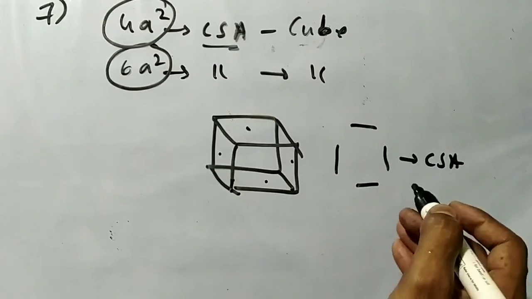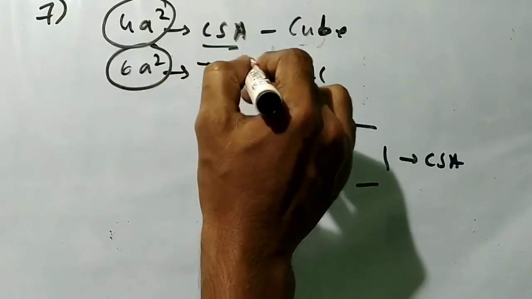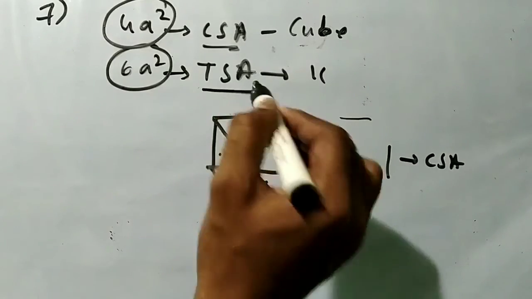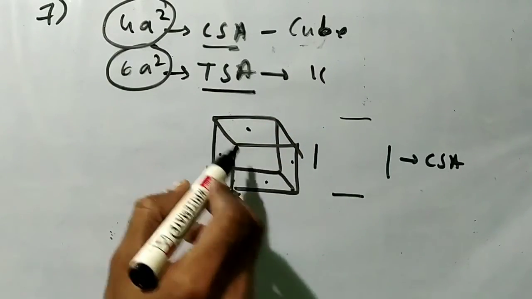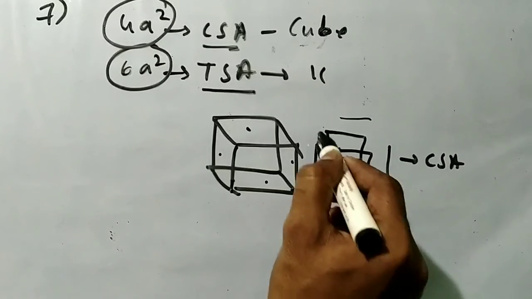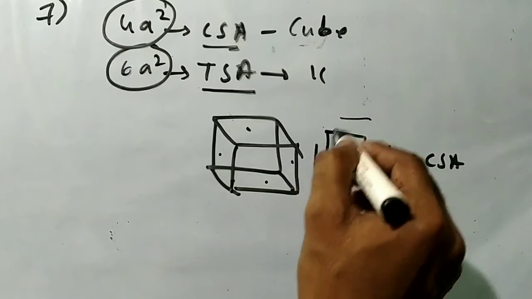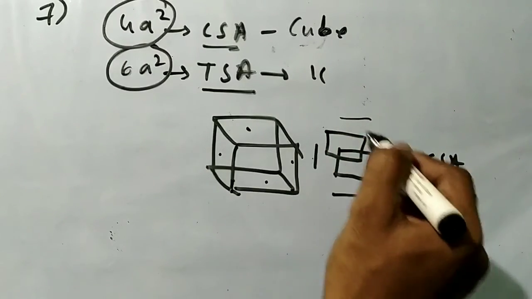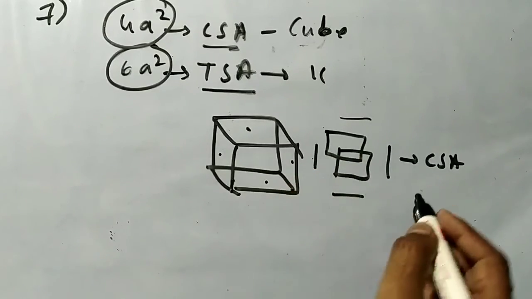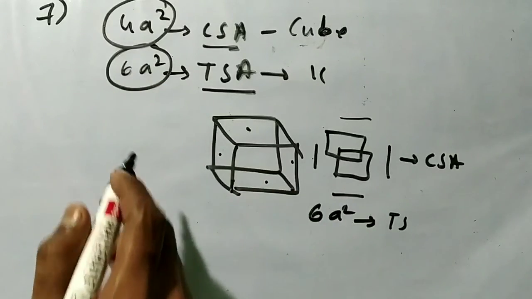If we consider the total surface area, that is TSA, we include the other remaining 2 sides, the front side and the back side. Adding the 2 opposite faces, we get 1, 2, 3, 4, 5, 6. So 6a square is the TSA and 4a square is the CSA.